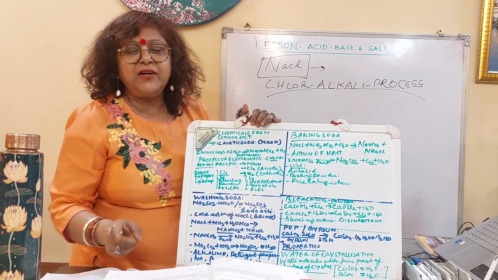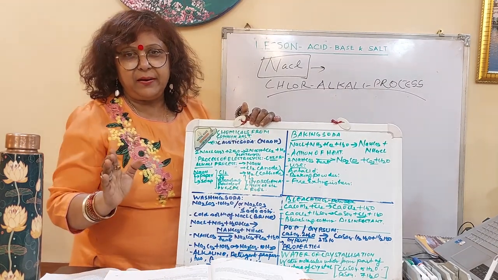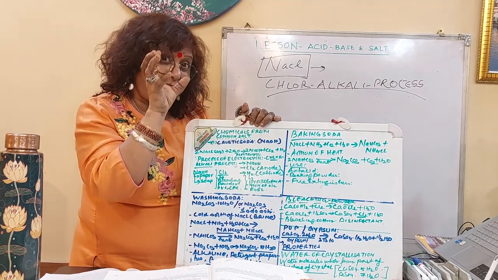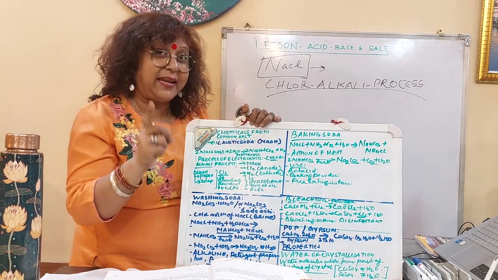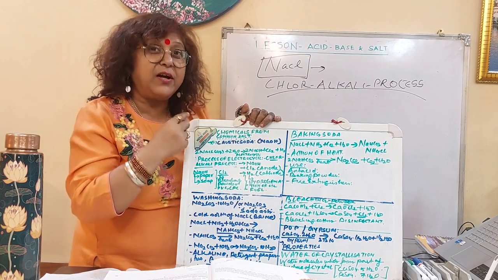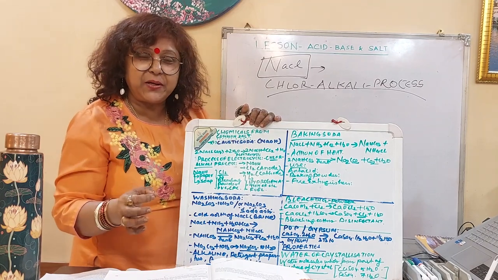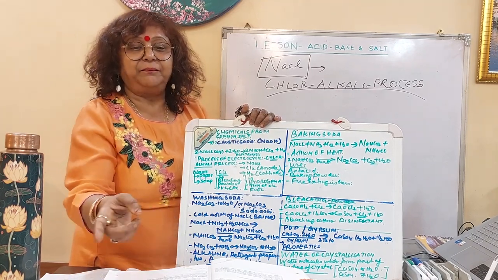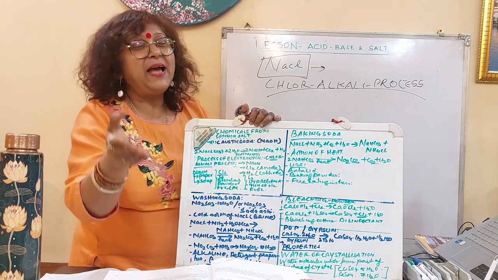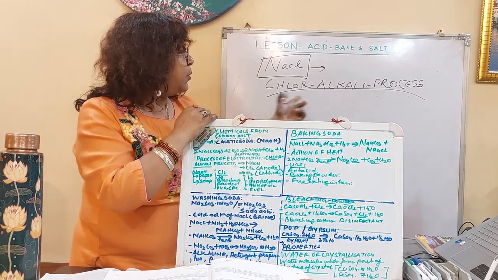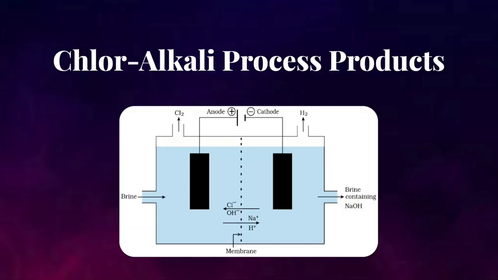In your book, the first product given, which is made from NaCl, is sodium hydroxide, NaOH, and for that the word is chlor-alkali process. Then comes baking soda, then washing soda, then gypsum and POP. Okay, and bleaching powder is also there. So what is this chlor-alkali process, how does it take place, and what are the products which are formed here?